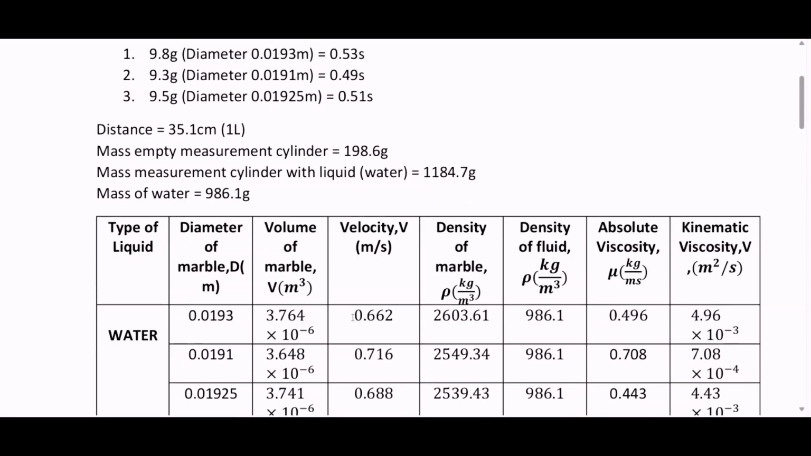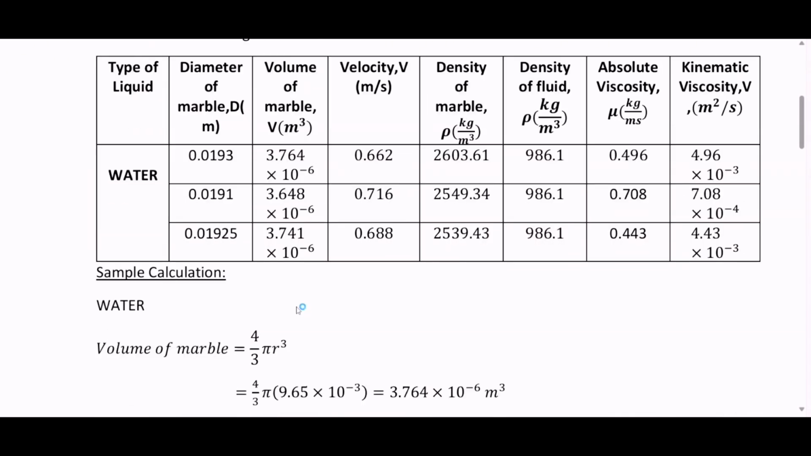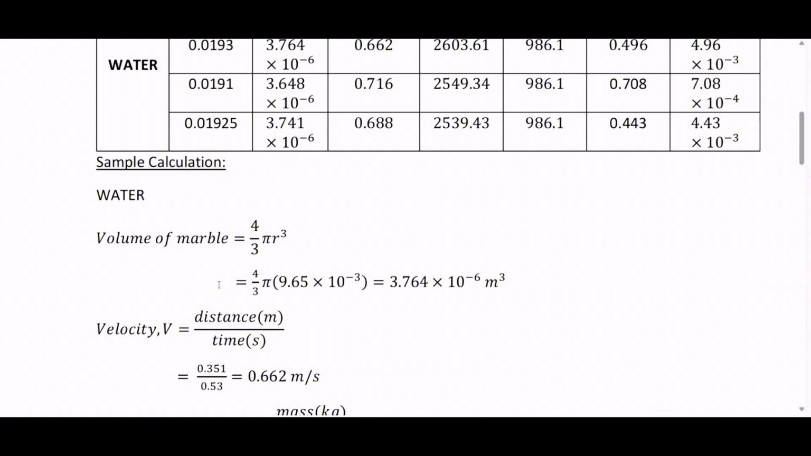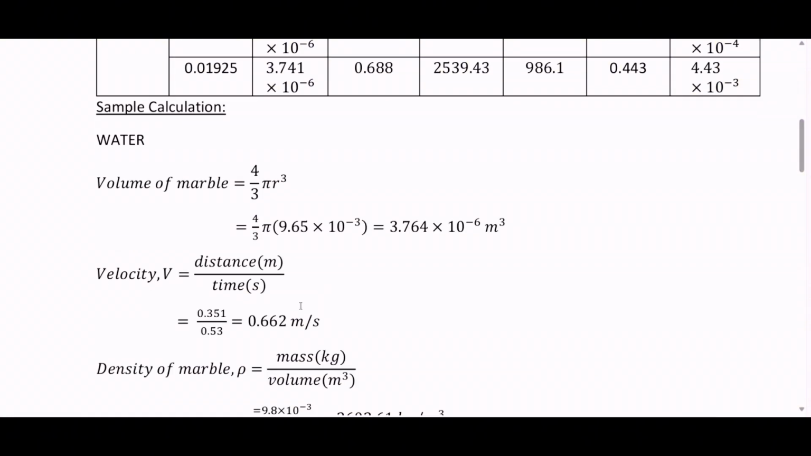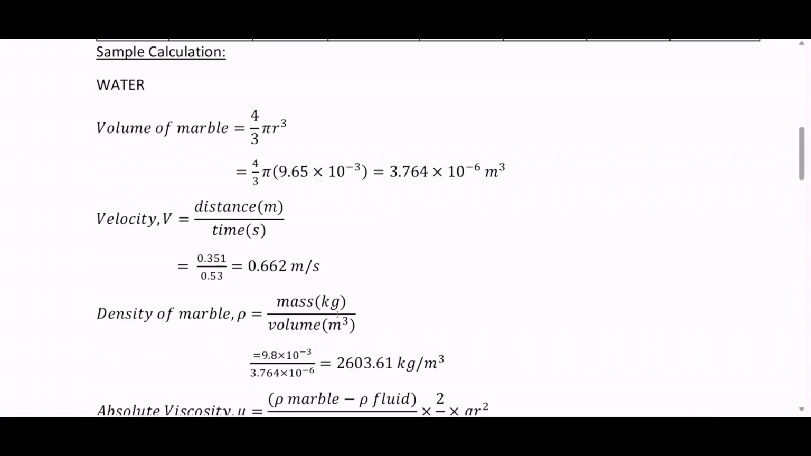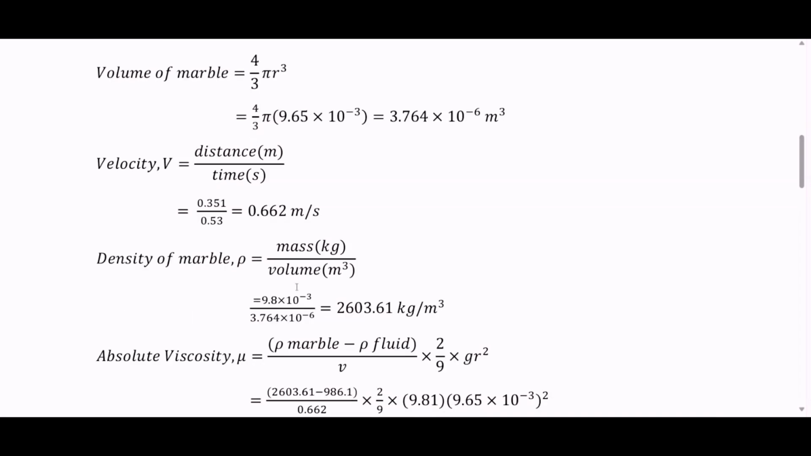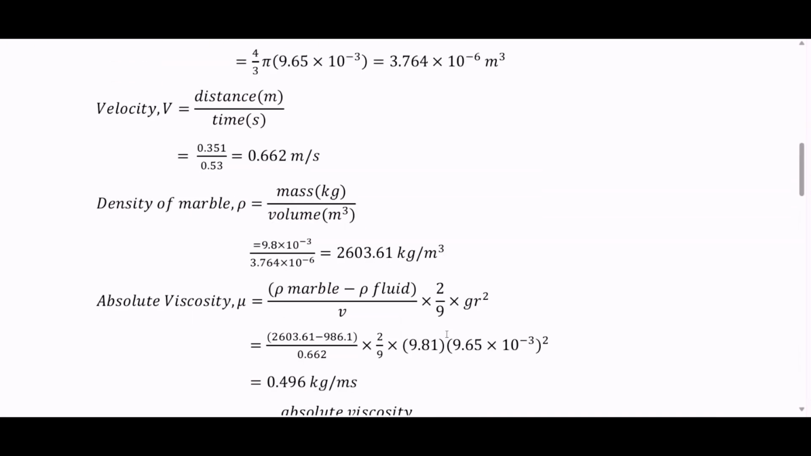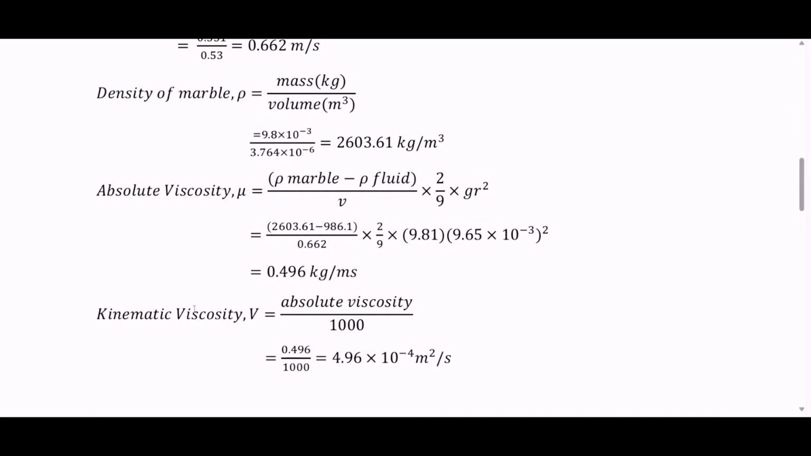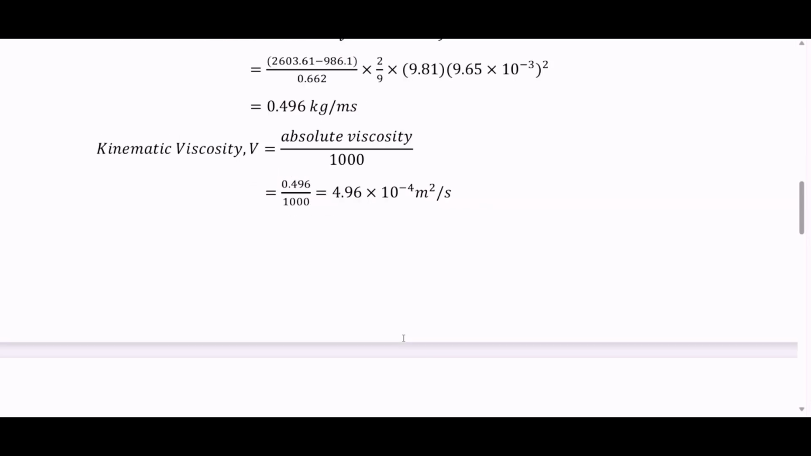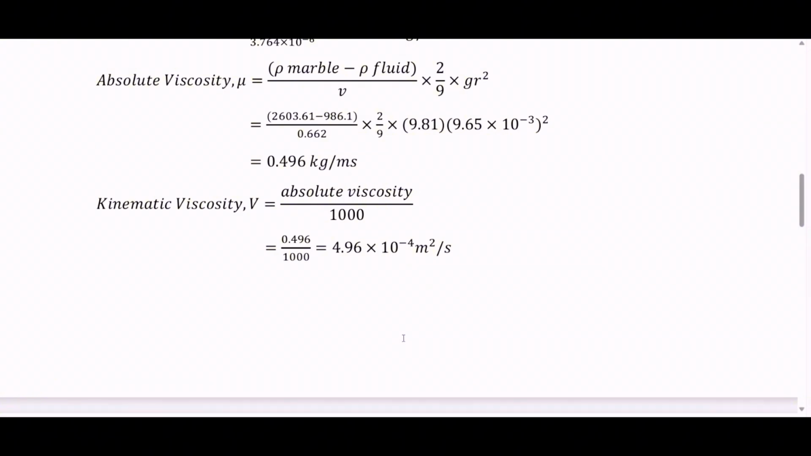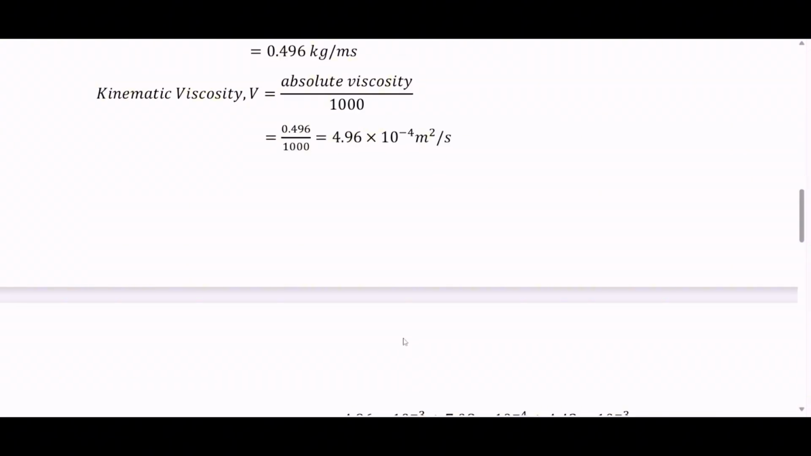So this is the data table that we calculate. For the sample calculation for the water, the volume of marble uses this formula, and then for the velocity using this formula, and then for the density of marble using this formula, and then for the absolute viscosity using this formula. For the kinematic viscosity, the answer of absolute viscosity is divided by 1000 to get the kinematic viscosity, and then repeat the calculation with the different diameter of marble to get the average. So this is the average kinematic viscosity for this experiment.